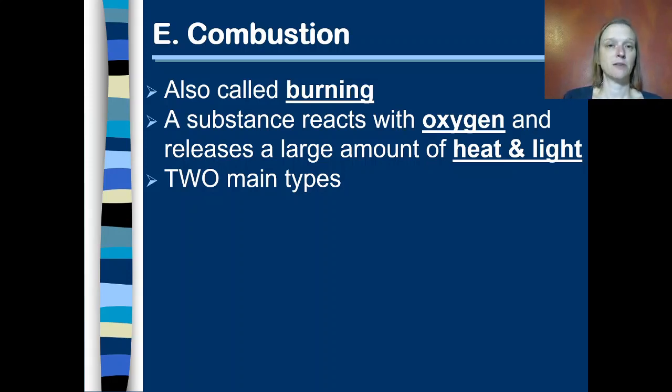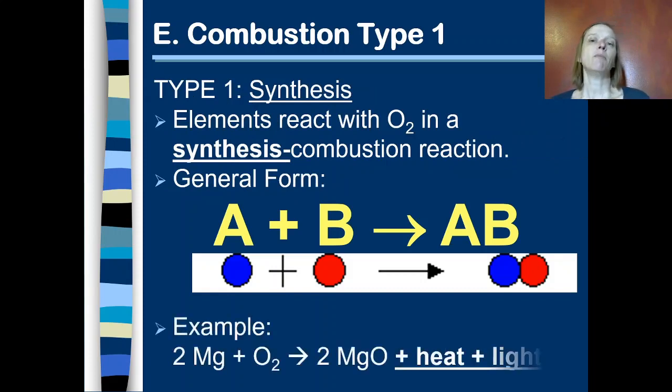But there are two main types of combustion reactions. Type 1 is actually just a super hot and bright synthesis reaction. So oxygen is an element. So if it reacts with another element in such a way that it burns, then this is a synthesis combustion reaction. And just like the synthesis reaction, it has the same general form. A plus B makes AB.